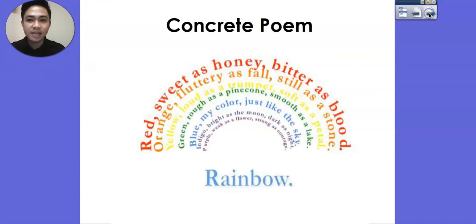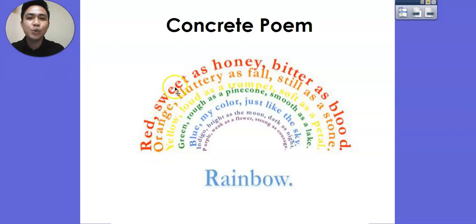Like this. The title is Rainbow. Look at this. The words in this poem form a shape of a rainbow, a picture of a rainbow. Look at this. How amazing it is, right? Yeah, let's read this poem.